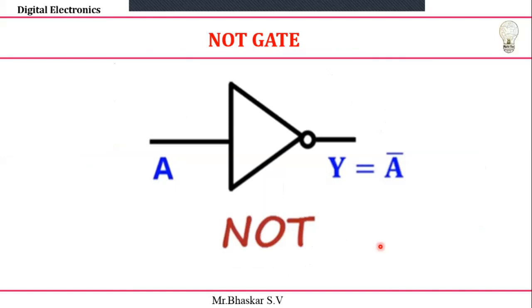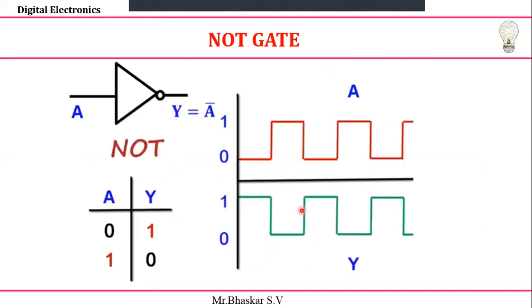Next is the NOT gate. NOT gate means every time we get the complemented value, a complement, a bar. Let's see, if my value is 0, I'll get 1. If it is 1, I'll get 0. So if I want to get the complemented value, we use the NOT gate.